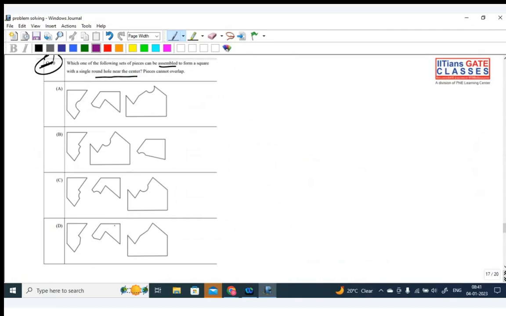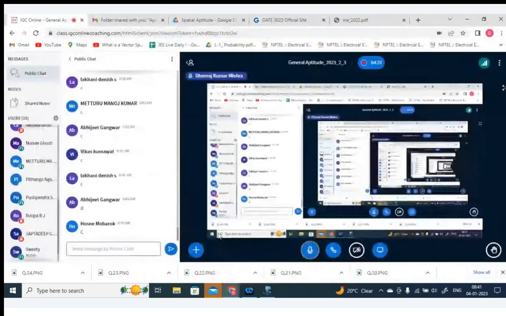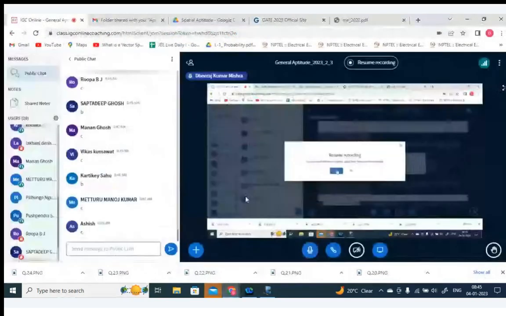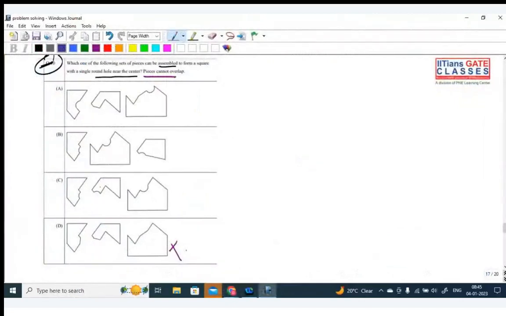So one hole should be there, right? So this cannot be the correct answer. Okay. Because there is no hole. So option okay. In different branches of engineering, right? So this was asked in chemical engineering and other branches of engineering. Right? So what you can do here is, which of the following sets of pieces can be assembled to form a square? So this option will be eliminated directly because there is no hole, okay, to form a square with a single round hole near the center, right?